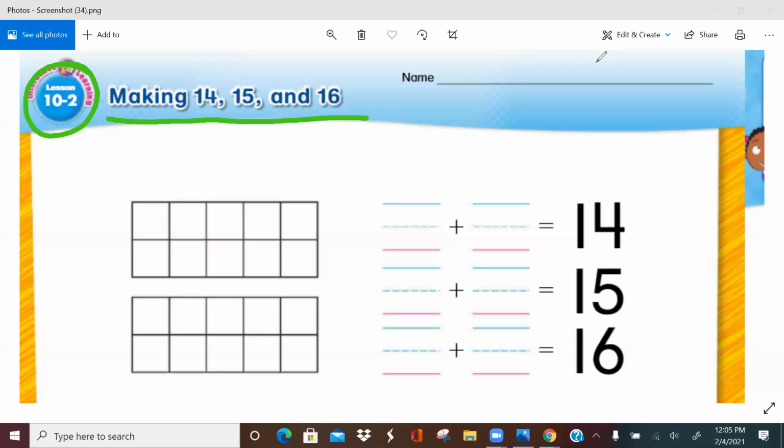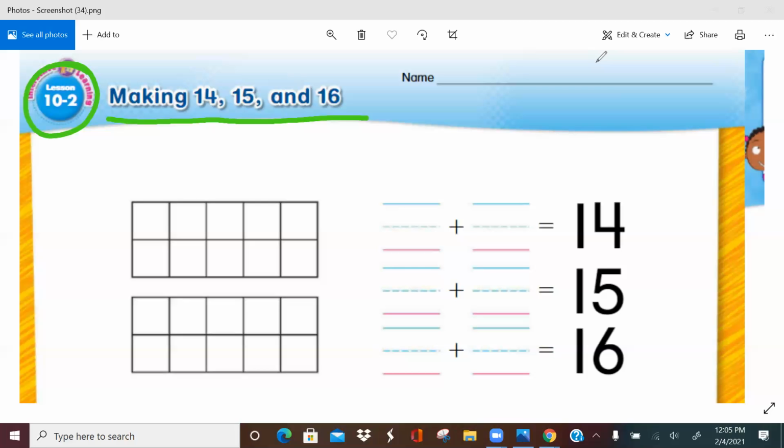So to play, we're going to fill up one row of the 10 frame at a time. All right? Now, we are going to see how many counters are on the board. So when we finish filling up our counters, we have to write a number sentence to describe what the 10 frames look like. All right, let's look over here.